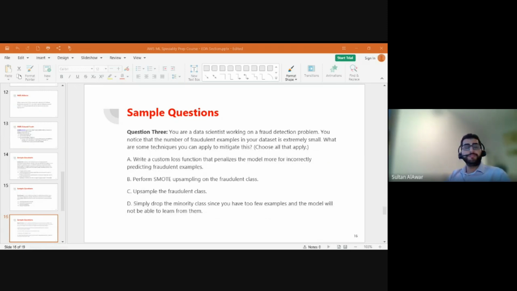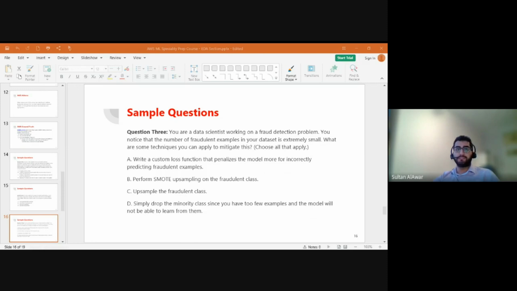Question number 3. They are telling us you are a data scientist working on a fraud detection problem. You notice that the number of fraudulent examples in your data set is extremely small. What are some techniques you can apply to mitigate this? Choose all that apply. So the key keyword we should look into is that the number of fraudulent examples is extremely low, so we have an imbalanced data set.